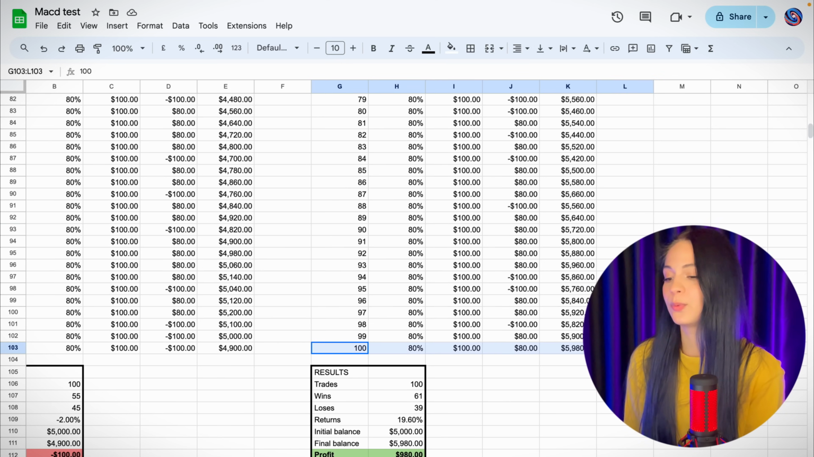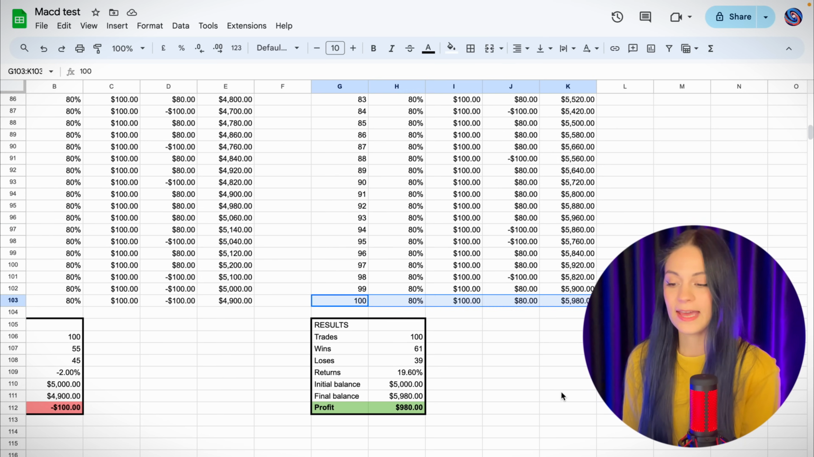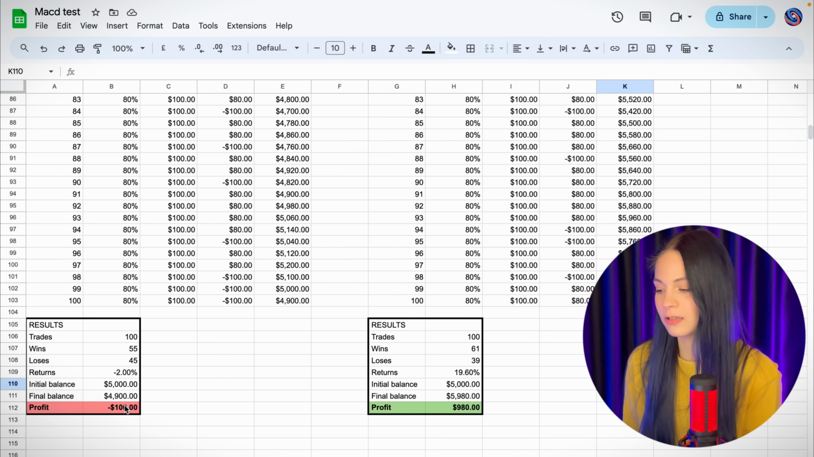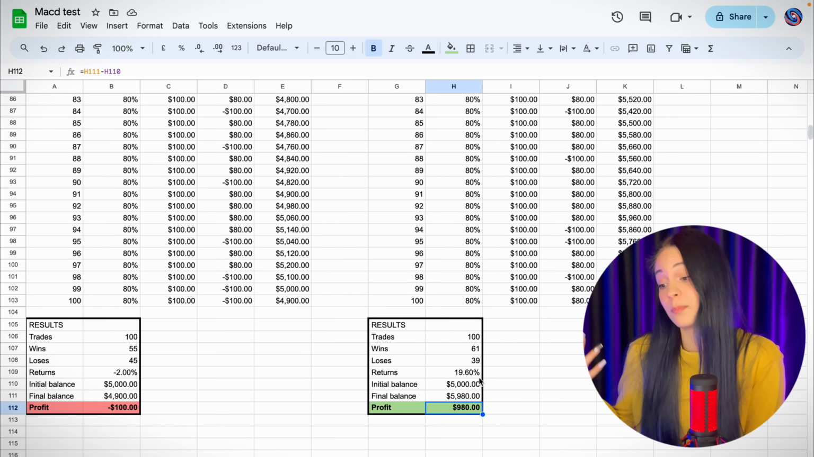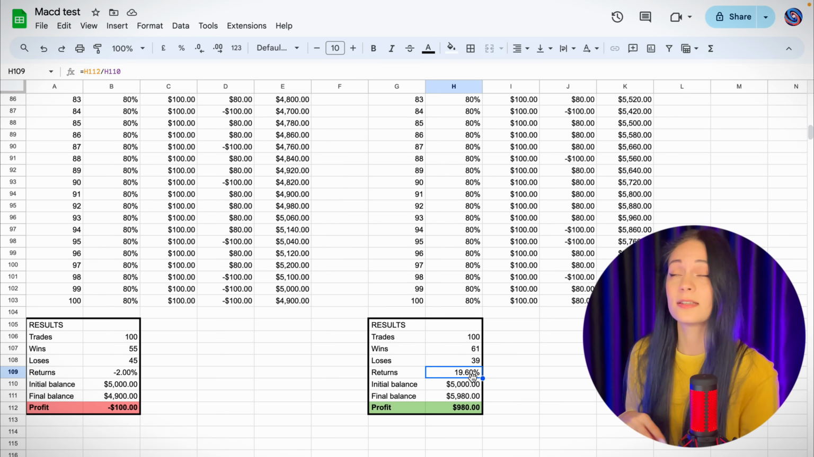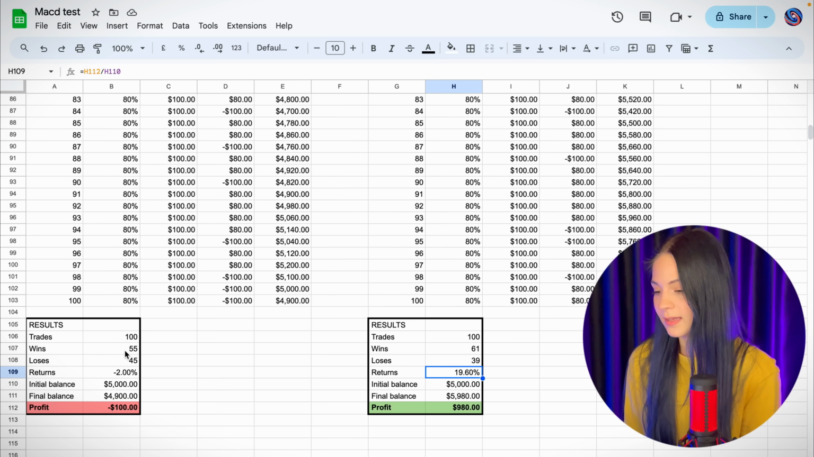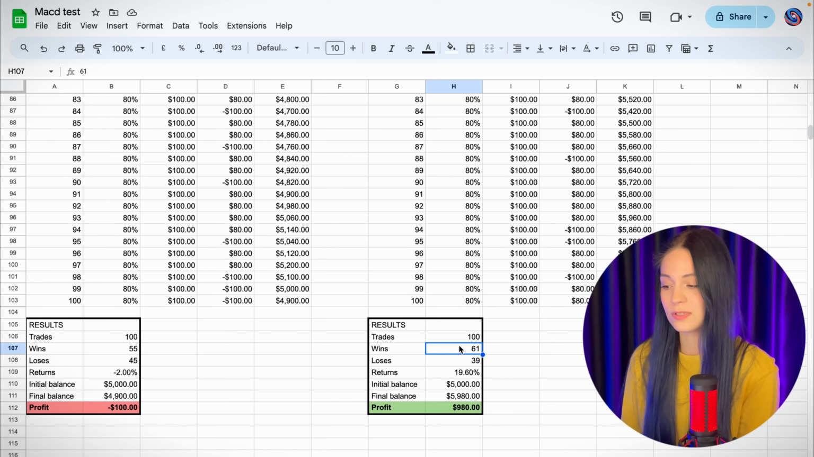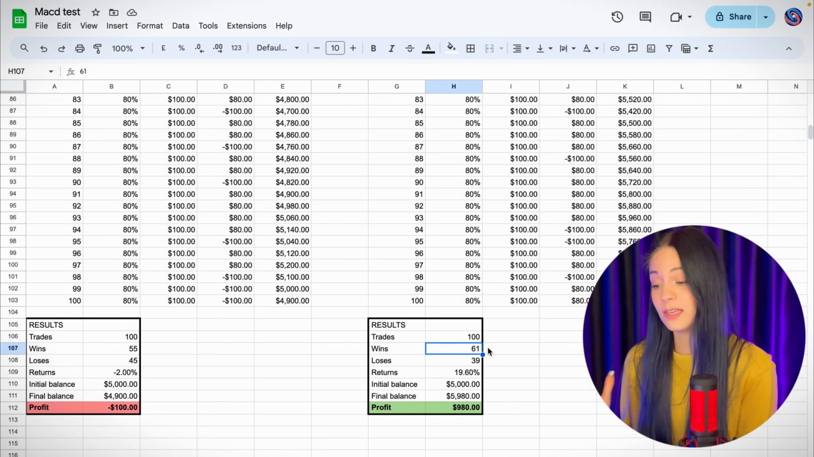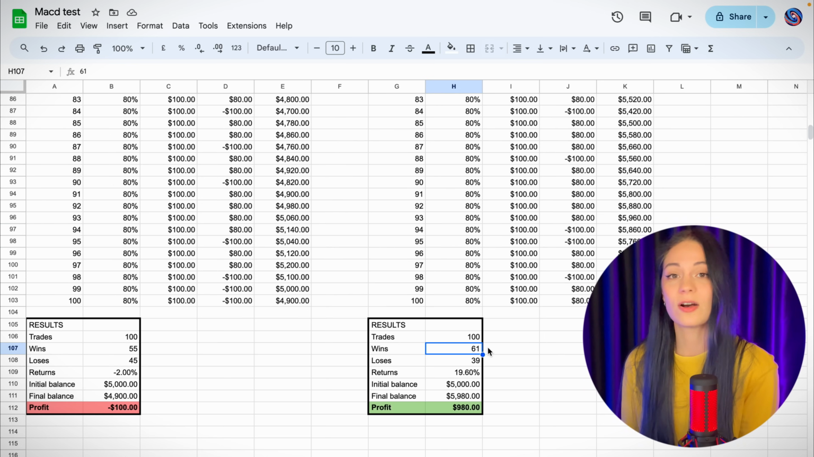And we ended up with the balance of $5,980. So if here the profit was minus 100, here it's the profit of $980, and the returns, it's like 1960, and it was minus 2%. And you see the wins, oh my god, how many wins, how much better the win rate, and it's just because of one rule of the exponential moving average.